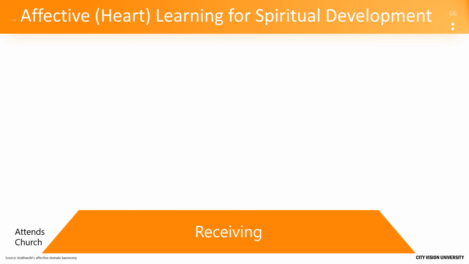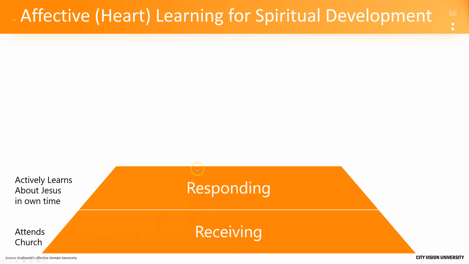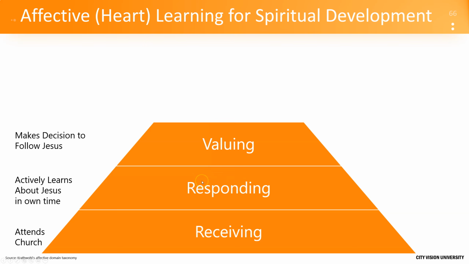On the affective, or heart, level learning outcomes, this would be for spiritual development. As an example, for someone's spiritual development, the bottom layer is receiving. Are you willing to listen to the message of the gospel? Do you attend church? Responding would be actively learning about Jesus in your own time, so they're actually into it. Then valuing would be to say, you know what, I value following Jesus. I'm going to make a decision to follow Jesus.